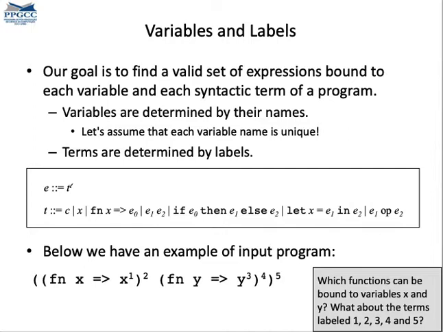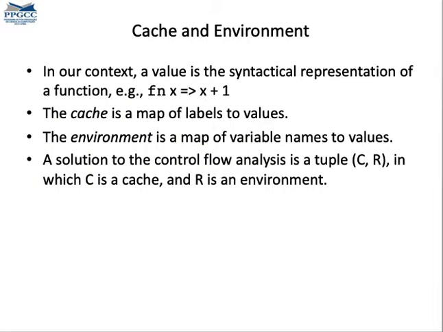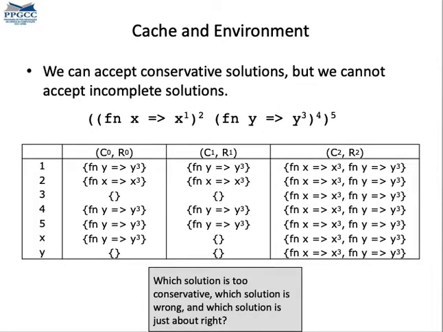The goal of the control flow analysis is to map variables and labels to the functions that can be bound to them. This mapping will be called a cache whenever it refers to labels, and an environment whenever it refers to variables. Notice that we could use the same name for both. It's just that labels and variables are entities with different types, but we will map them to the same thing, sets of functions. So here we have three attempts to solve control flow analysis for the example on the top of the figure.